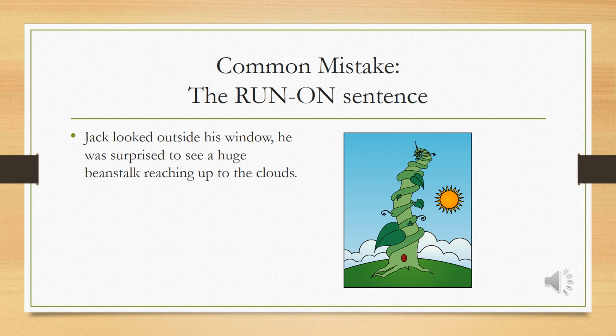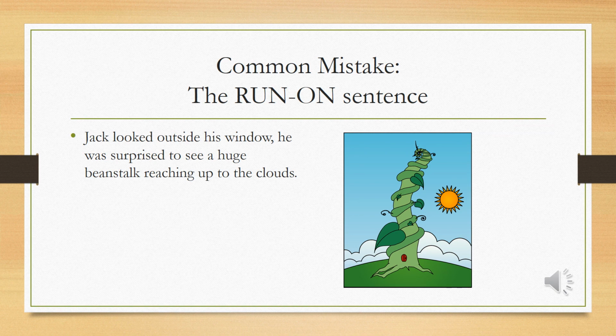You didn't say Jack looked outside his window. Stop. Breath. He was surprised to see it. No. Normally we say Jack looks outside his window, and because we say it, we think it's a comma. Okay? He was surprised to see blah blah blah blah. That's not how you write. You cannot do that. You would have to put something else, like a period.